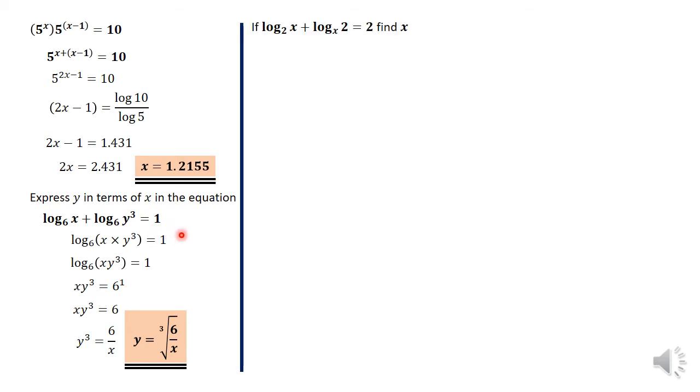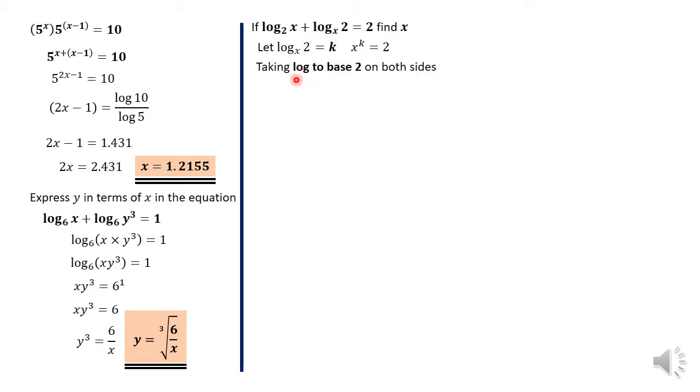We have another question, this one here: log of x to base 2 plus log of 2 to base x is equal to 2. Find the value of x. Notice the interchange of the bases 2 and x, and the numbers x and 2 respectively. So what do we do? First thing, we let log of 2 to base x be, say, k, and write that in its index notation. That is x raised to power k is equal to 2.